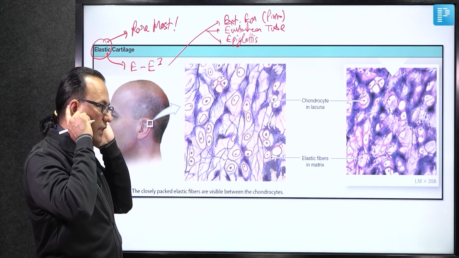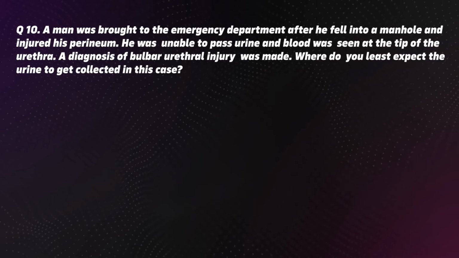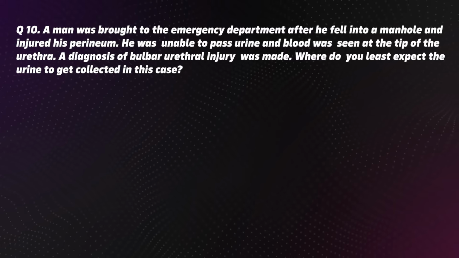Question 10. A man was brought to the emergency department after he fell into a manhole and injured his perineum. He was unable to pass urine and blood was seen at the tip of the urethra.